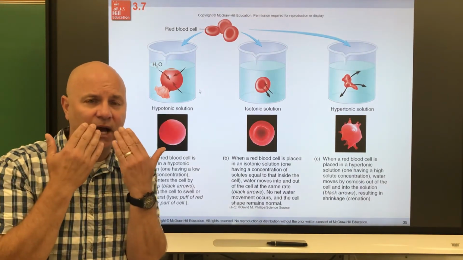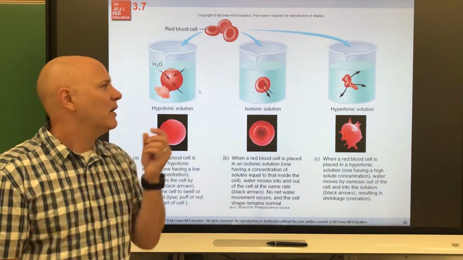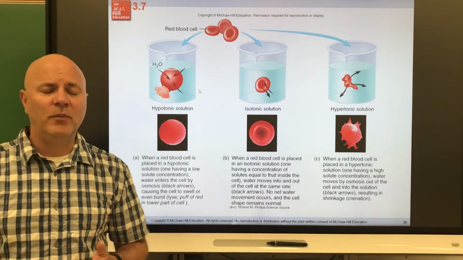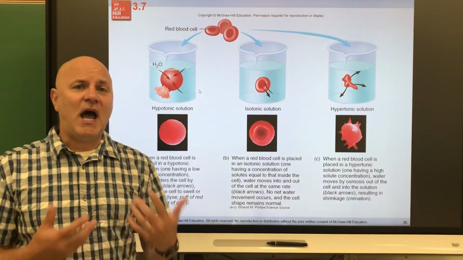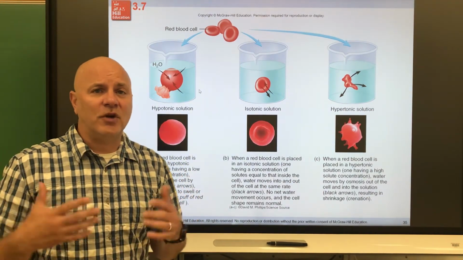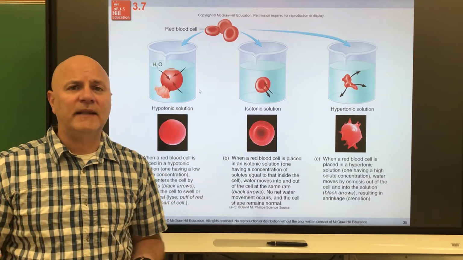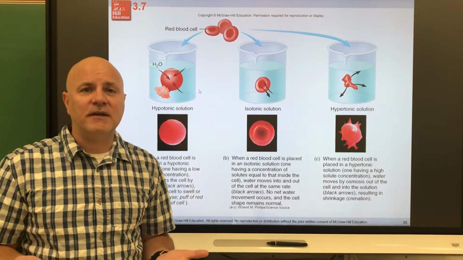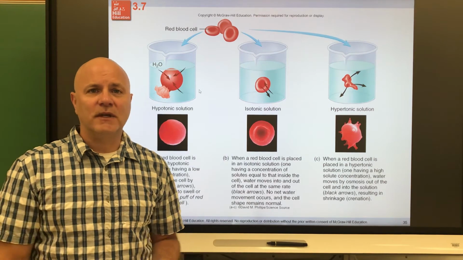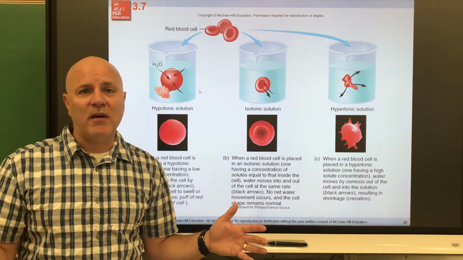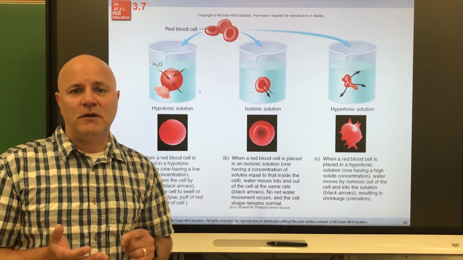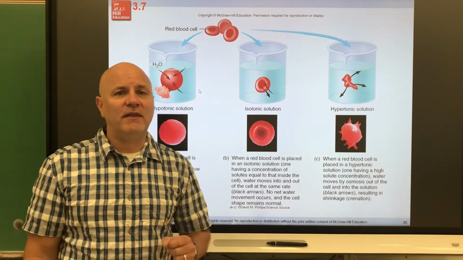The cells that line our mouths and our digestive tract are not going to burst when put into a hypotonic solution. And how do I know this? Because anytime I drink water or tea or milk or anything like that, that's a hypotonic solution and my cells aren't bursting. In fact, all freshwater environments around us are hypotonic. So lakes, ponds, streams, stuff like that.